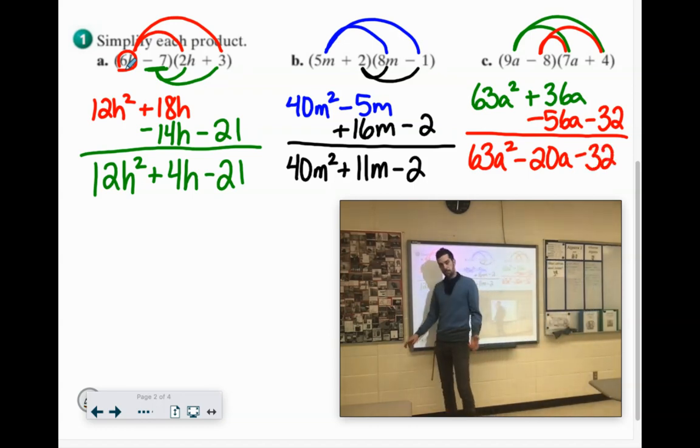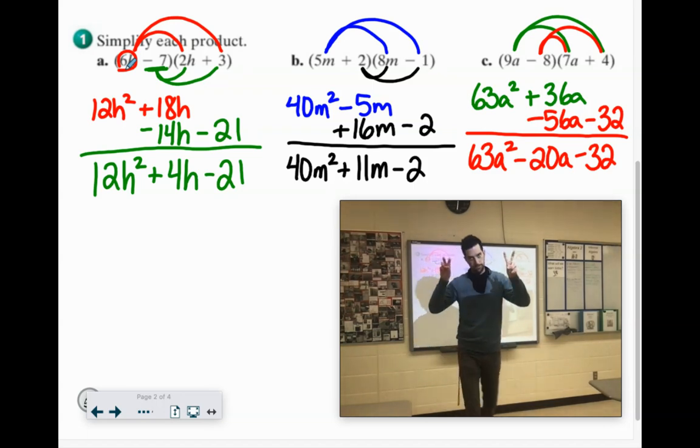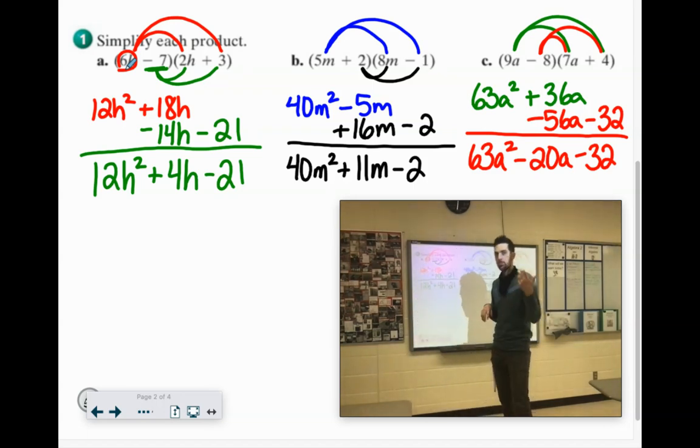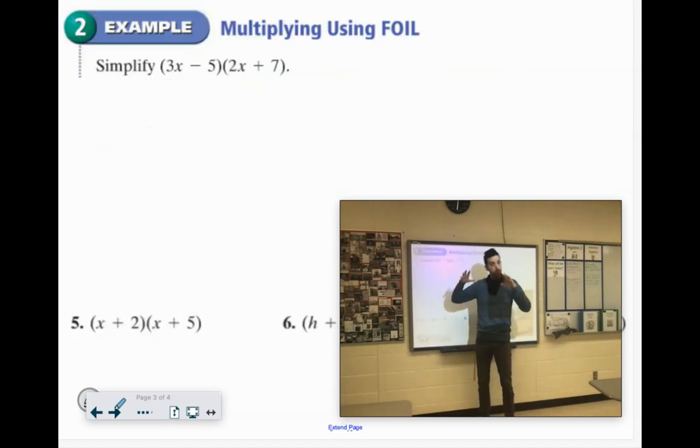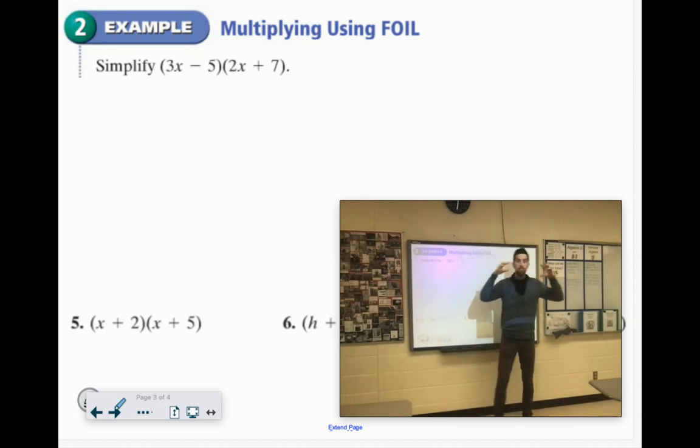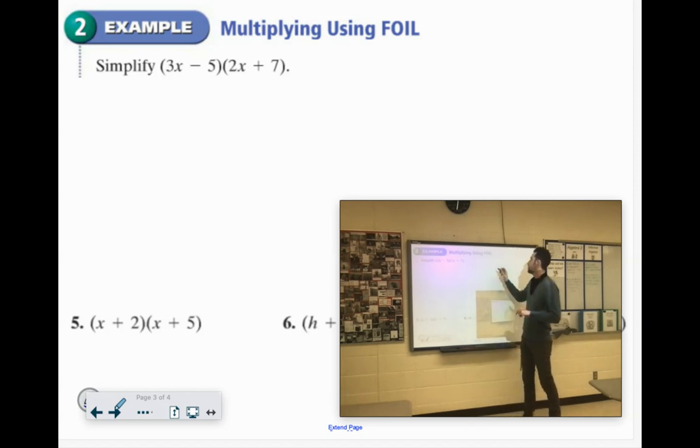On the next slide, we're going to learn about something called foiling. FOIL is just a way to remember the order that you can multiply this in. But if you just remember that we are multiplying everything from one set with everything in the other set, you're good. FOIL is just an acronym which stands for first, outer, inner, and last.